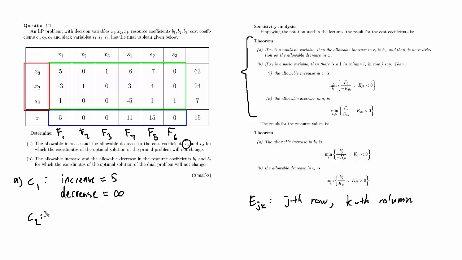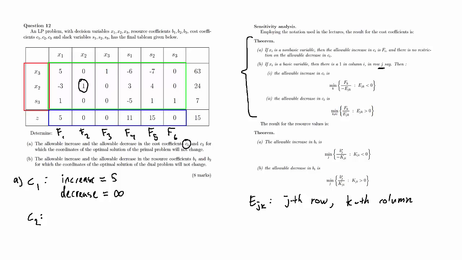Now for C2, our value i is 2. And we can see that x2 appears in the left-hand column. This means that x2 is a basic variable, and we apply part B of the theorem. x2 appeared in row 2, so that's telling us that this j here is equal to 2. To confirm this, you can see that there's a 1 in the second column. Now, to calculate the allowable increase and decrease, we are required to find the minimum value from a set of numbers, which we're going to calculate now.